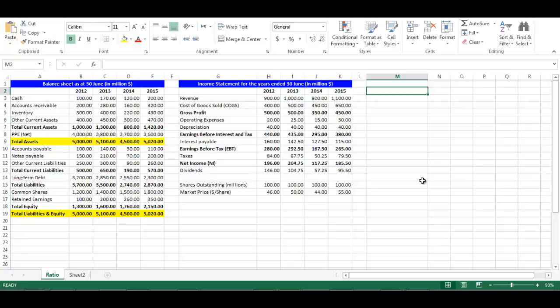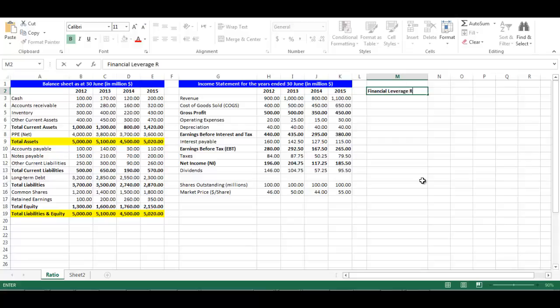In this video, we will highlight how to use financial leverage ratios in Excel. Financial leverage ratios include total debt ratio, debt to equity ratio, equity multiplier, long-term debt ratio, times interest earned, and cash coverage. Write financial leverage ratios in cell M2.